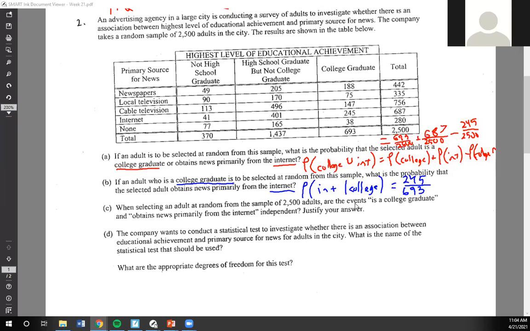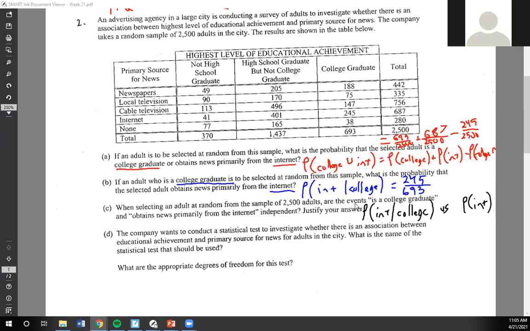Independence says that one variable does not affect the other. So we are saying that knowing whether they are a college graduate does not affect where they get their news from. So in other words, this probability that we just found, probability of internet given college, versus the probability of internet, they should be the same if the two things are independent.